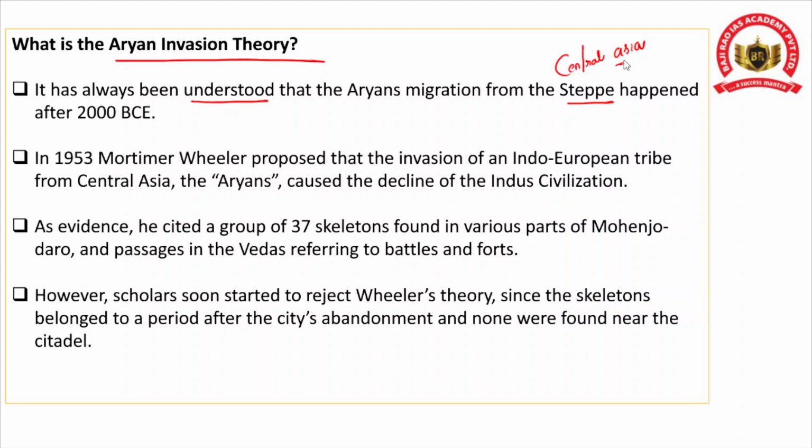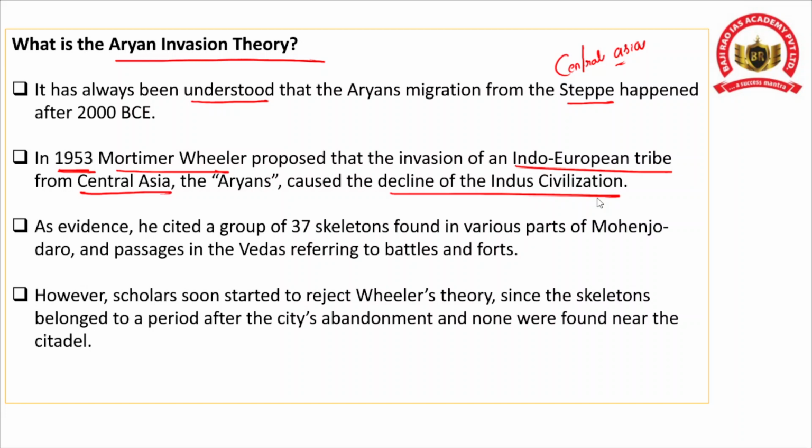So it is always believed that Aryans migrated from the steppes after 2000 BC. However, in the year 1953, Mortimer Wheeler, a historian, proposed that the invasion of an Indo-European tribe from Central Asia, the Aryans, caused the decline of the Indus Valley civilization. He primarily held that the reason for the decline of the Indus Valley civilization was the invasion of the Aryans, the Indo-European tribe from Central Asia.